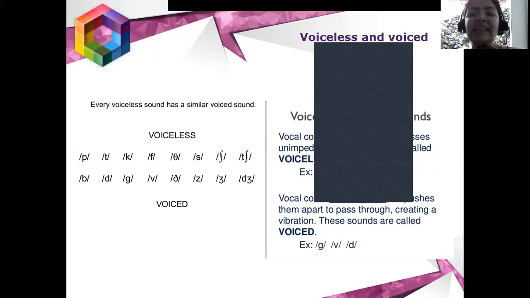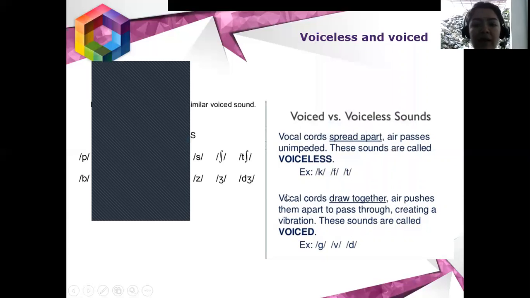Then we have t. No vibration. Sh, ch, no vibration. Okay, so that's the way you will know that there is no vibration and this is voiceless. Then we have the voiced sounds. We understand voiced sounds as the vocal cords drawing together, and air passes through them, creating a vibration. So these sounds are called voiced.